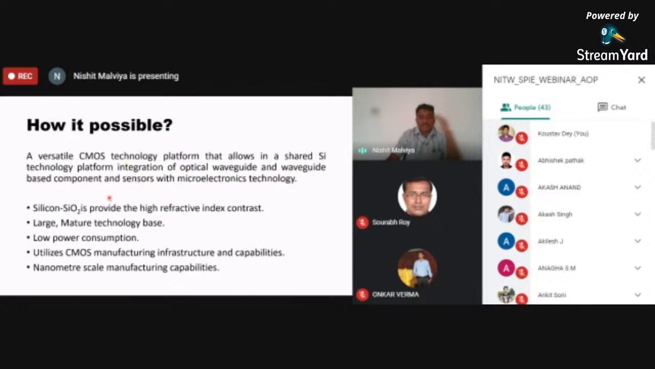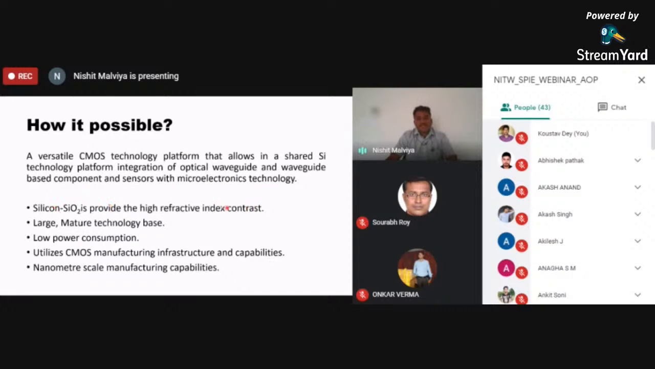Why is it used? Because there is silicon and SiO2. When we talk about an optical fiber, there is a core and cladding. In the core, the refractive index is higher, and in the cladding, the refractive index is lower, with a low difference. But with silicon and SiO2, the refractive index of silicon is around 3.45, and silicon dioxide is 1.45 or 1.48, depending on the wavelength.